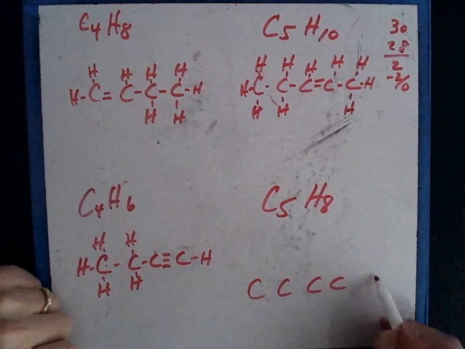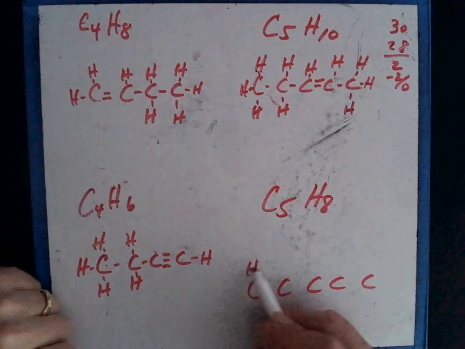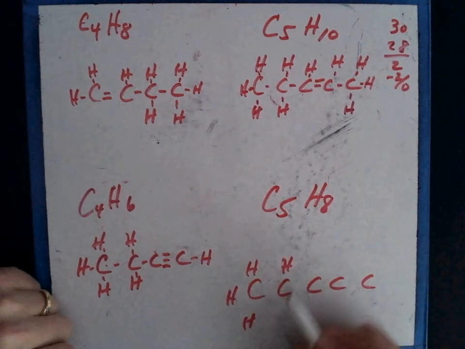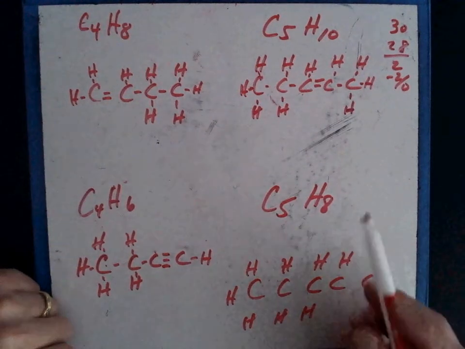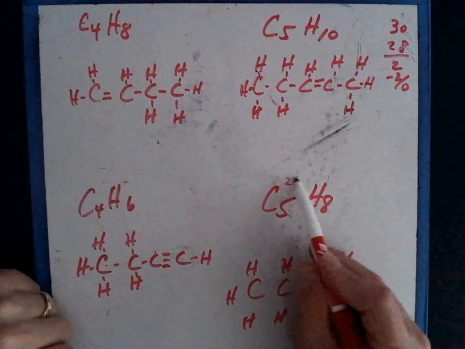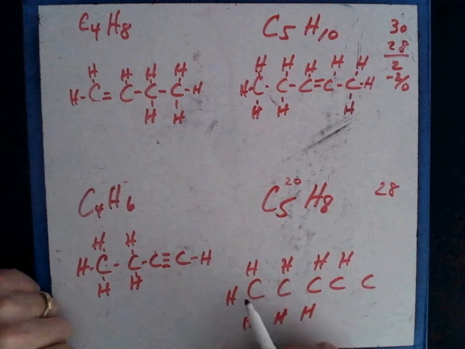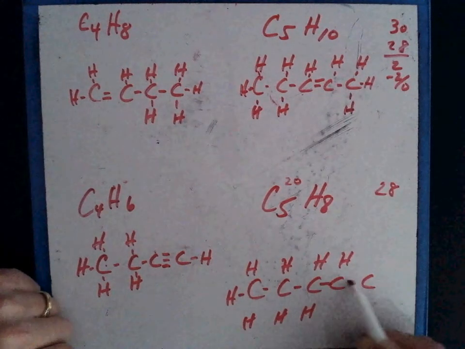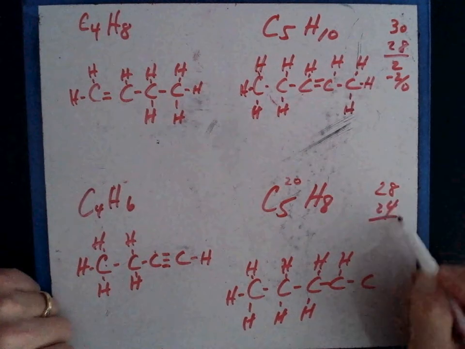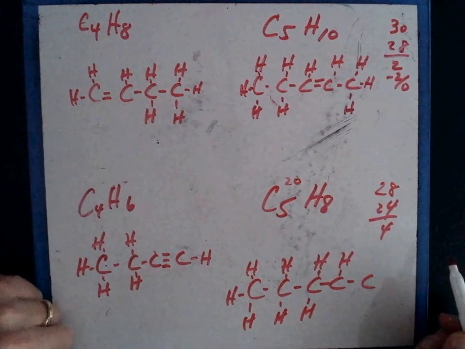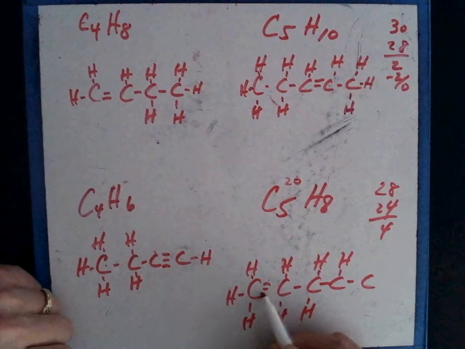All right, let's see how you did. 5 carbons, 1, 2, 3, 4, 5. 8 hydrogens, 1, 2, 3, 4, 5, 6, 7, 8. All right, let's do our math. 4 times 5 is 20. That's 28. 2, 4, 6, 8, 10, 12, 14, 16, 18, 20, 22, 24. Yep, there's my 4. And so with 4 electrons, that's 2 more lines.